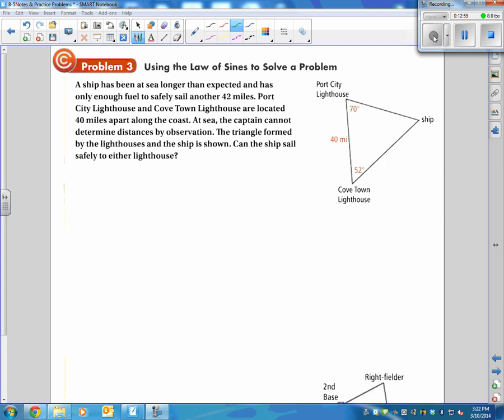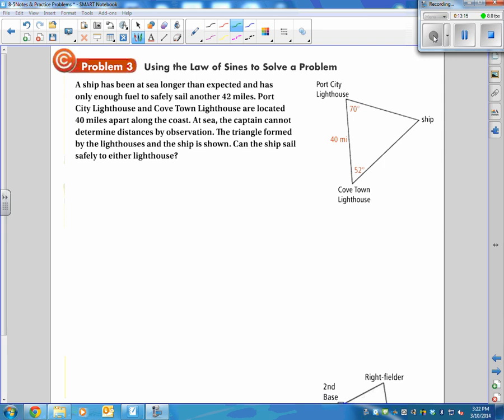Okay, so we're going to use the law of sines to solve this problem. A ship has been at sea longer than expected and has only enough fuel to safely sail another 42 miles. Port City Lighthouse and Cove Town Lighthouse are located 40 miles apart along the coast.